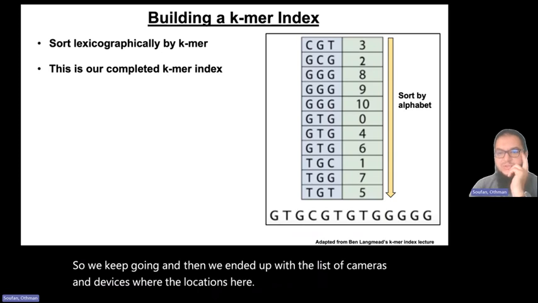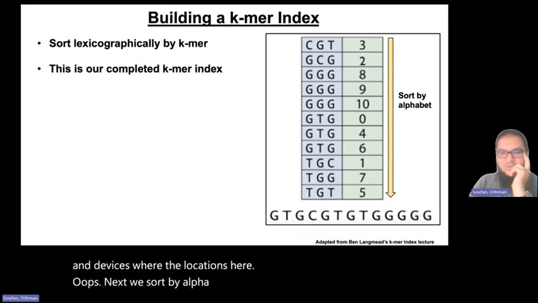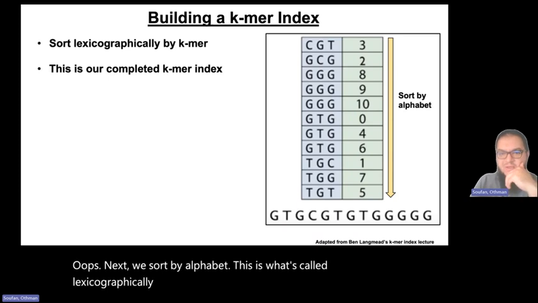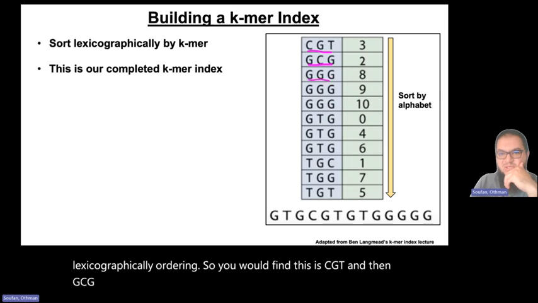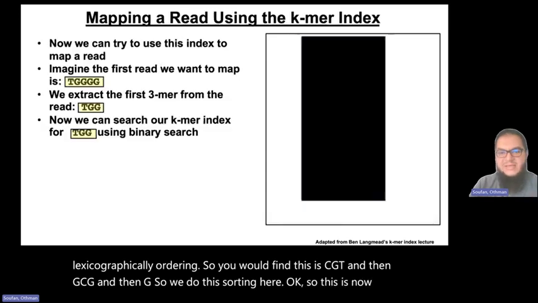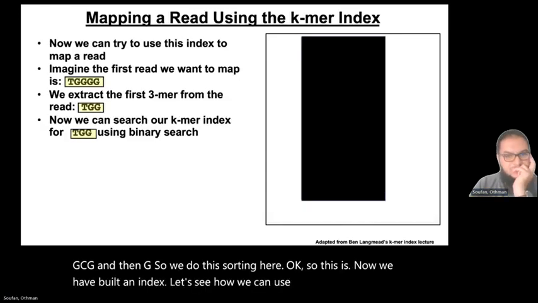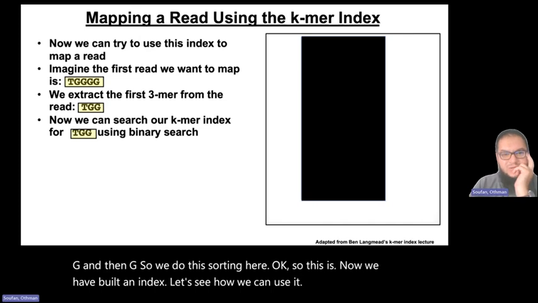Next, we sort by alphabet. This is what's called lexicographic ordering. So you would find this is CGT, and then GCG, and then GGG. So we do this sorting here. Now we have built an index. Let's see how we can use it to map a certain read.